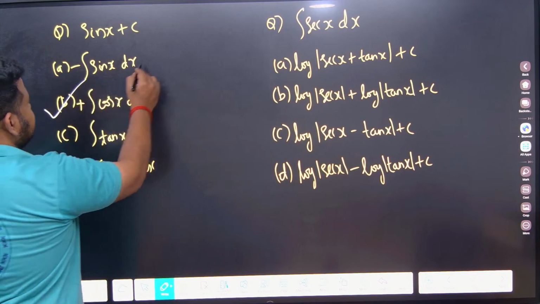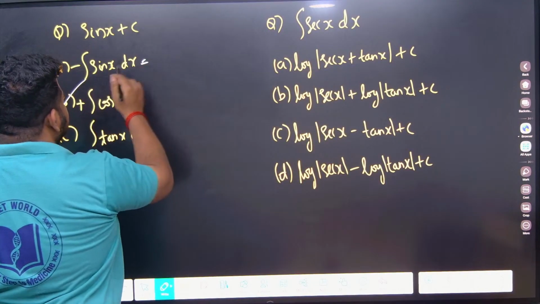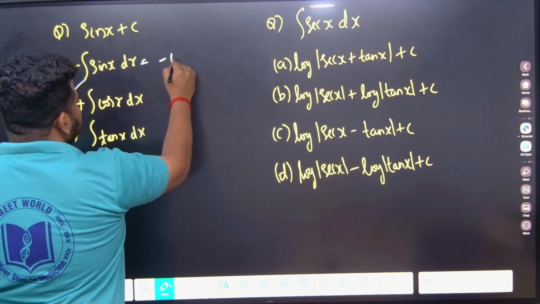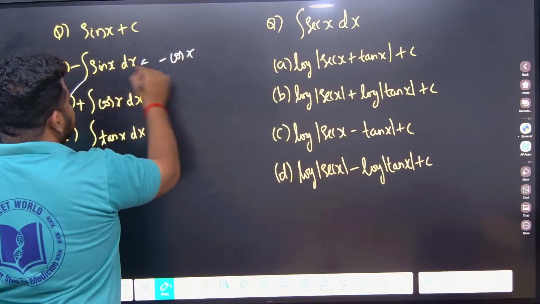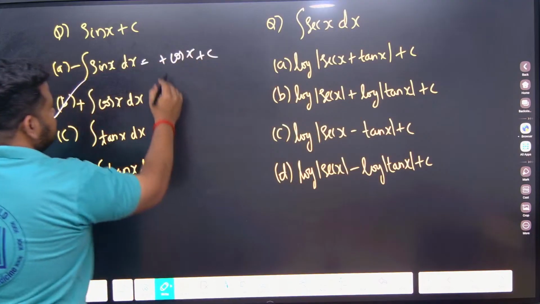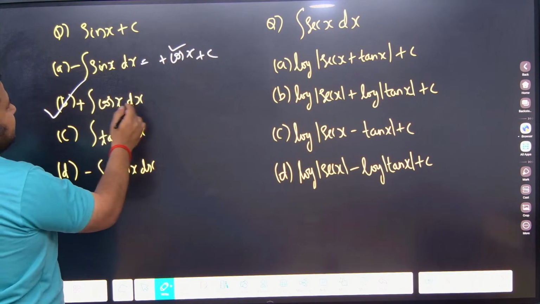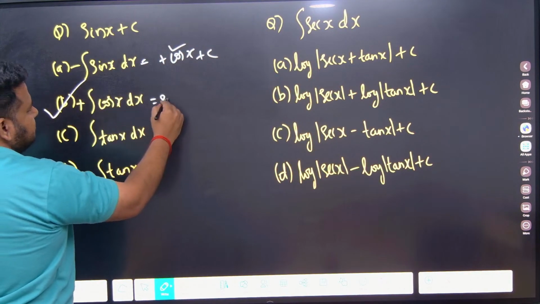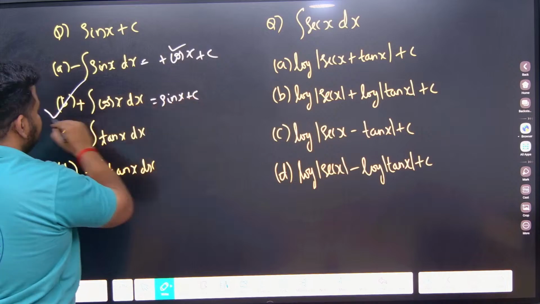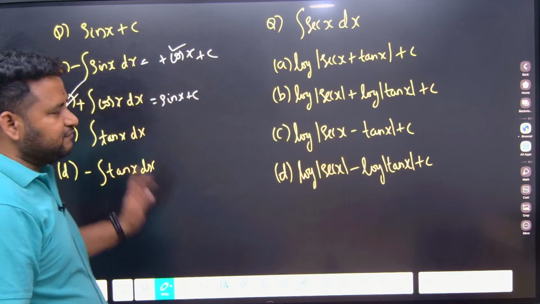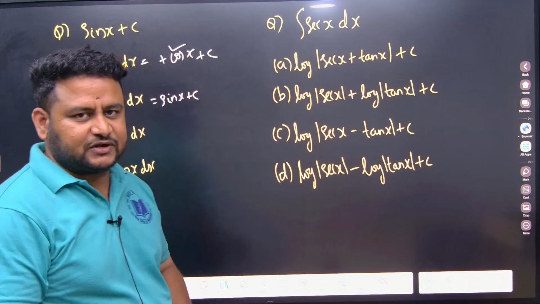Integrate sin x, what will I get? I will get minus cos x. Here minus is there, minus into minus is plus, cos x plus c. So this is not the answer, I want sin x plus c. So it is reverse. Integrate cos x, I will get sin x plus c. So this is the perfect answer, friend.